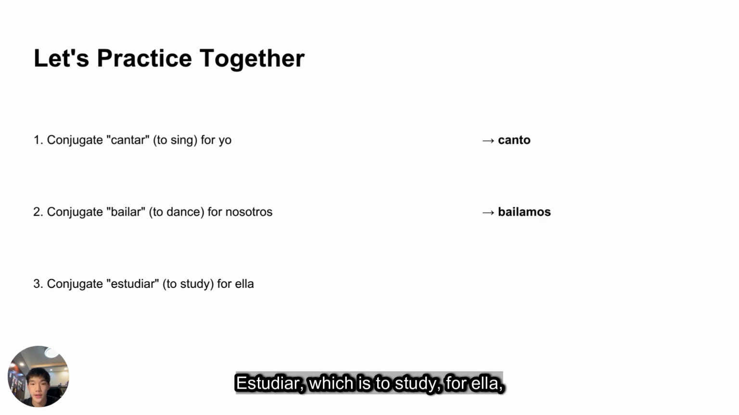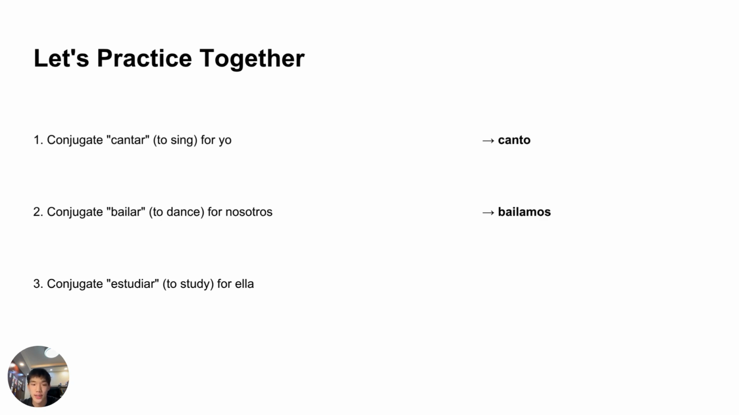Can you do this one? Estudiar, which is to study, for ella, which is she, is estudia. The reason is because we remove the AR just like we did before and we add the A because that is what the table tells us to do. So, estudi, estudia.